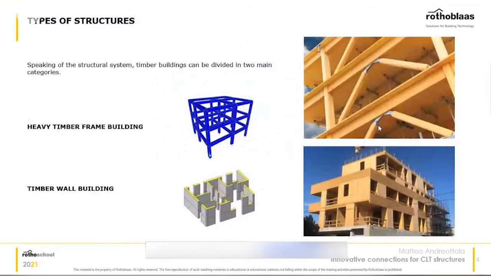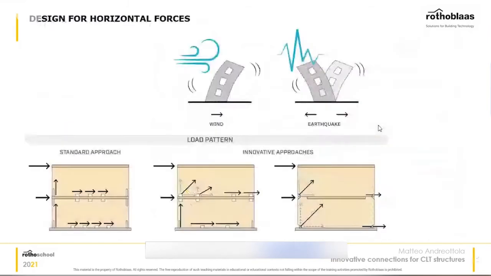As we've seen before in the previous slides, we have two kinds of timber structures. We have the heavy timber frame with structural bracings, as you see above, or we have structures with CLT panels. Talking about structures with CLT panels, the horizontal loads are brought down to the foundation by the connectors, of course, using two different approaches.